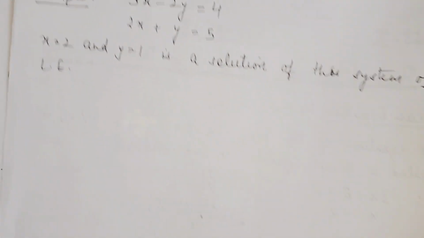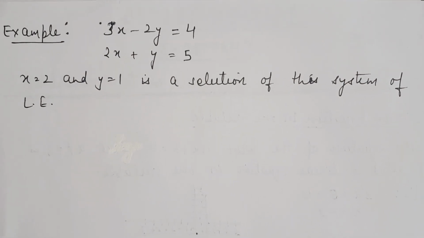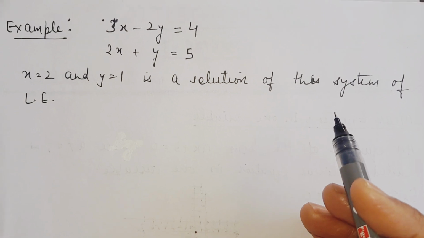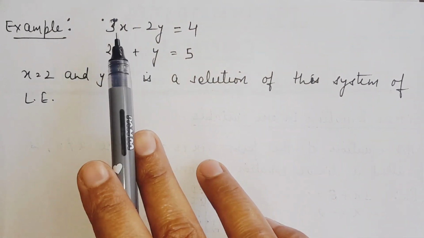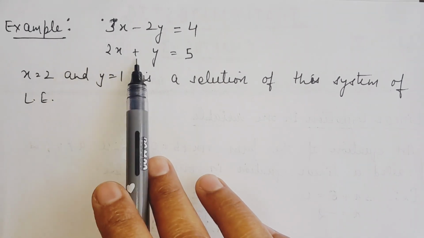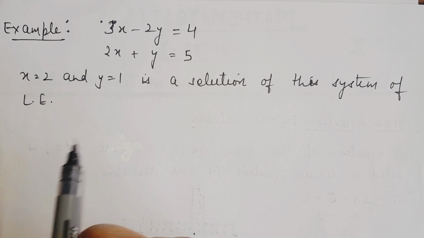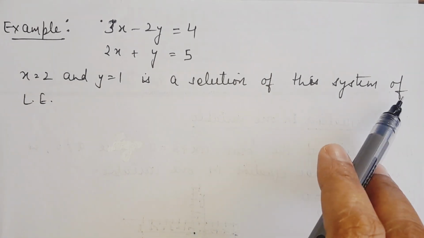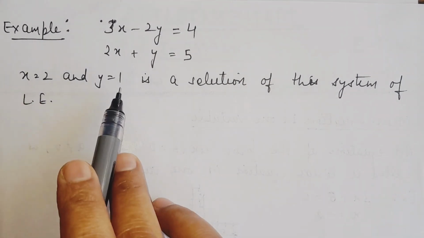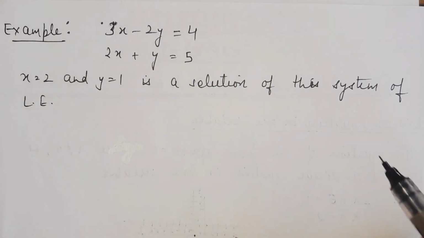For example, let me show you one example of a system of linear equations, and we will check whether this is the solution or not. The first equation is 3x minus 2y equals 4 and the second equation is 2x plus y equals 5. We will justify whether x equals 2 and y equals 1 is a solution of this system of linear equations. So we will put both values one by one in both the equations. We will check whether they are satisfying them or not.